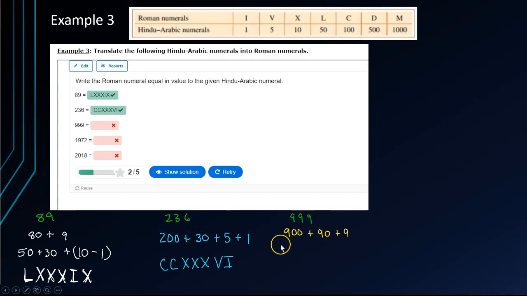So 900 is going to be considered 1,000 minus 100. Hence, you're seeing the C before the 1,000. So what's 1,000 minus 100? The 90 is being considered 100 minus 10, so the 100 with the X before it for 10. And then the 9, you're going to have the 10 minus the 1 before it. So it's CM XC IX.